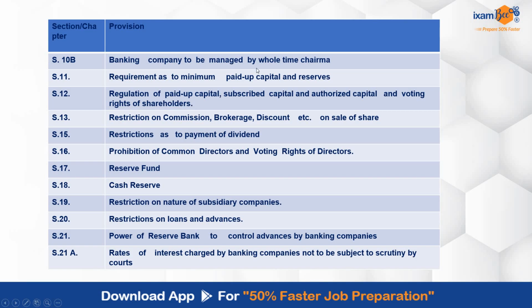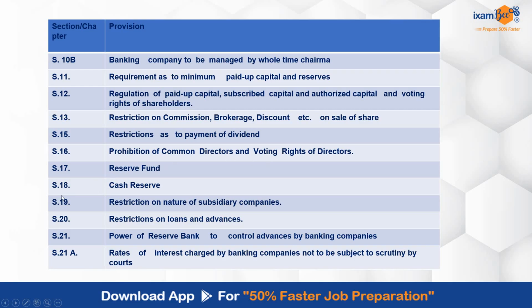Section 10B Banking company to be managed by whole time chairman. 11 Requirement as to minimum paid up capital reserves. 12 Regulation of paid up capital, subscribed capital, authorized capital, voting rights of shareholders. 13 restriction on the commission, brokerage, discount, etc. on the sale of share. 15 restrictions as to payment of dividend. 16 prohibition of common directors and voting rights of directors.